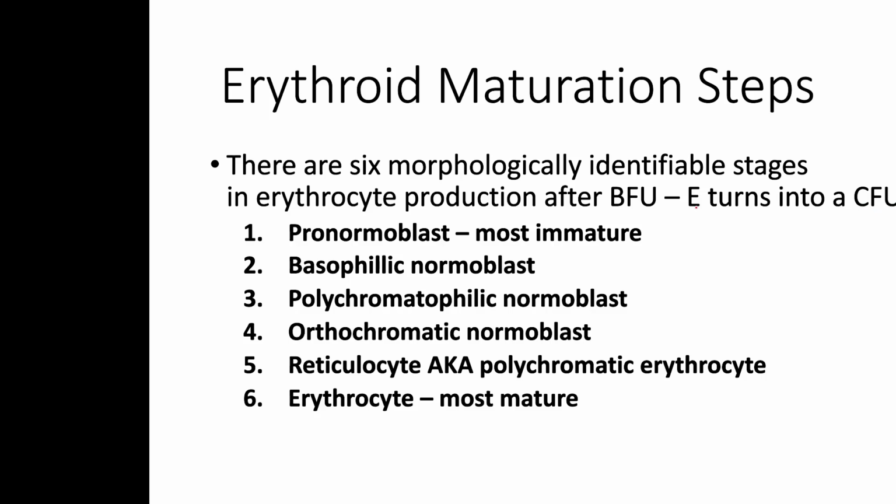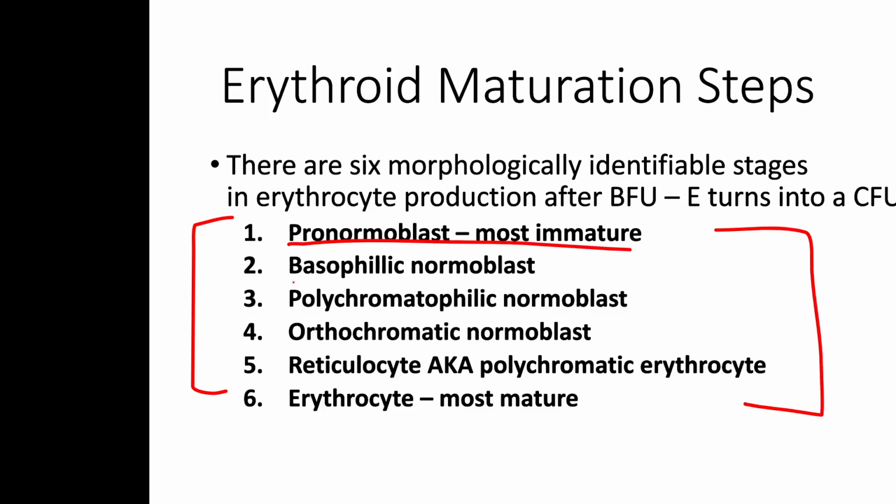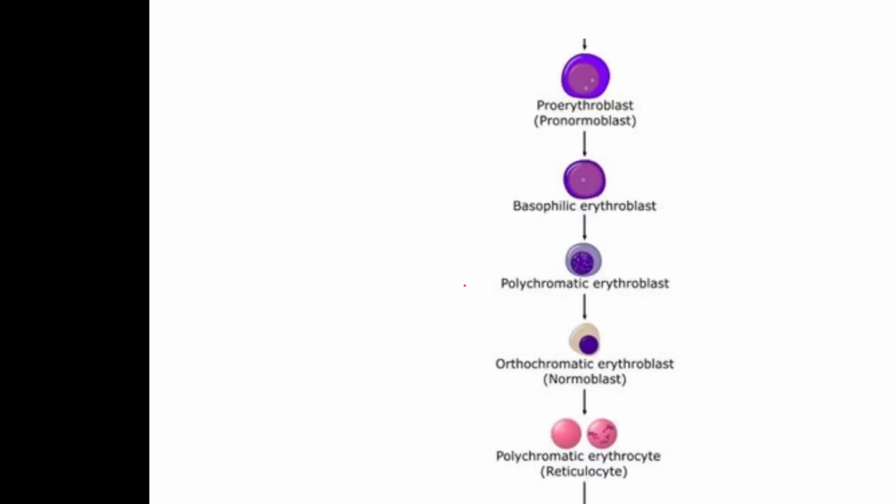So after the CFU-E, we're going to talk about these stages, and this is what you need to know as a lab tech. We're going to go from the pronormoblast, which is the most immature stage, next to basophilic normoblast, then to polychromatophilic normoblast, to orthochromic normoblast, finally to the reticulocyte or the polychromatic erythrocyte, and last but not least is the erythrocyte, which is our end goal. So if there's one chart that I need you to memorize, it's going to be this. This generally encompasses everything in just a very quick visual snapshot.